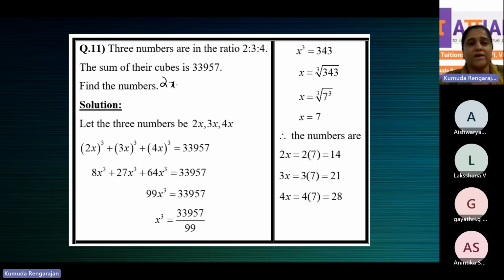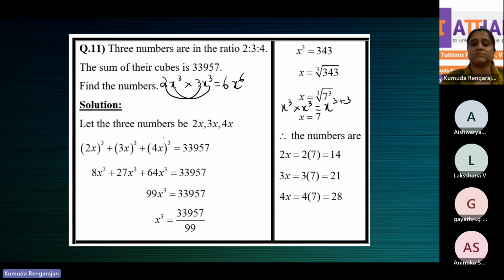See, I'll come again. 2x cubed into 3x cubed. How do you multiply? 2 into 3, 6. x cubed into x cubed. When bases are the same and it's multiplication, we add the powers. 3 plus 3, 6. x to the power 6.